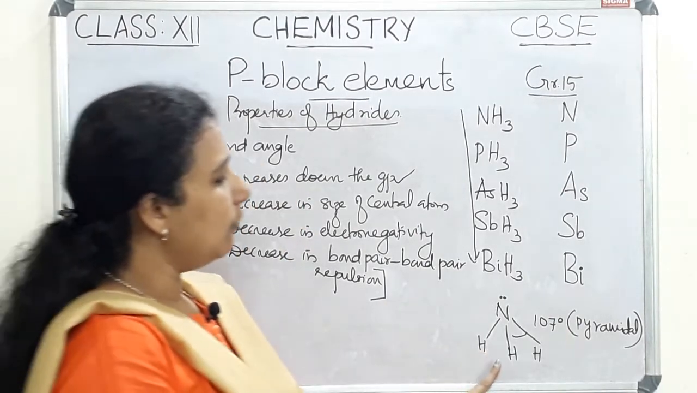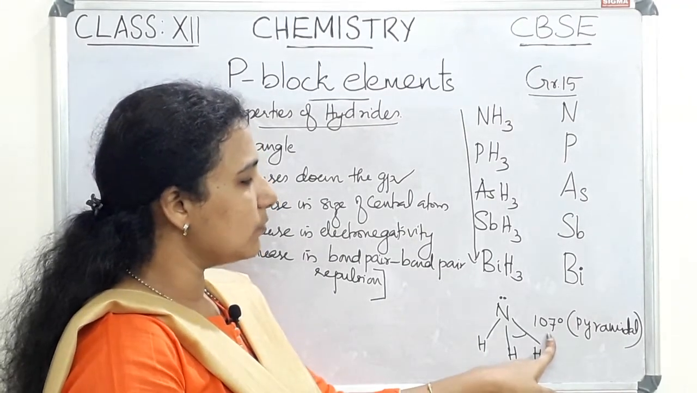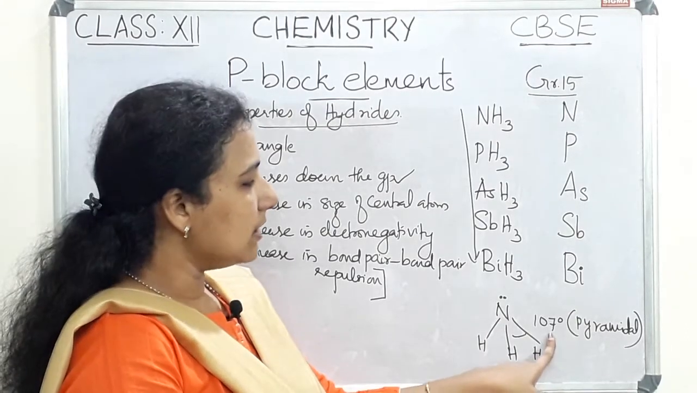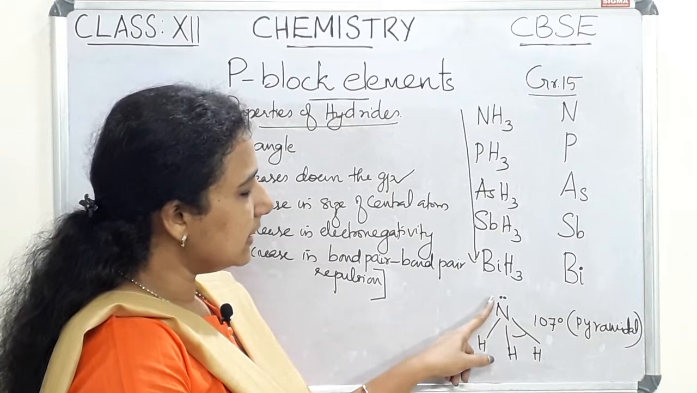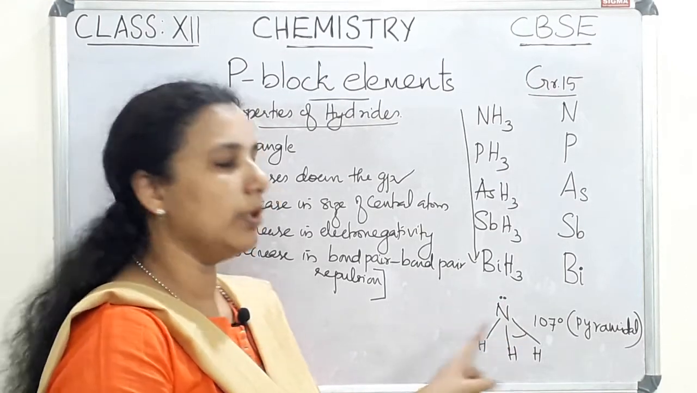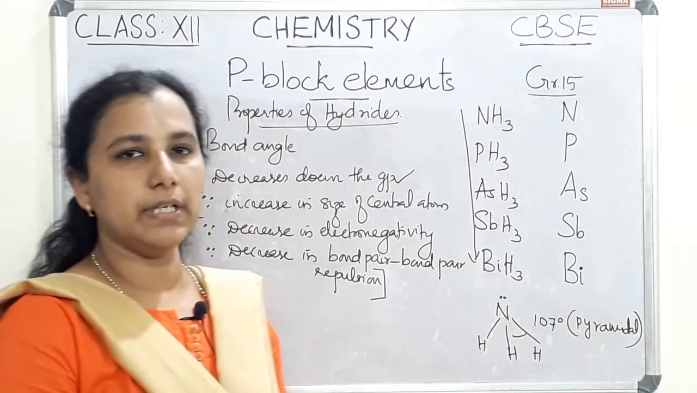So in the case of ammonia, we have studied it is pyramidal in shape and the angle between them is 107 degree. Bond angle is 107. The reason is there is lone pair bond pair repulsion and bond pair repulsion. So bond pair repulsion is there, lone pair bond pair repulsion is there.